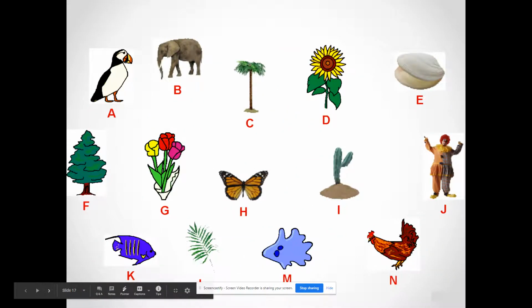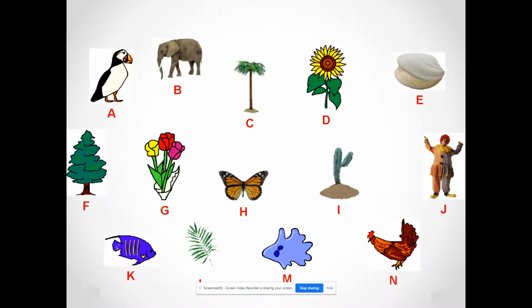Because we're moving into dichotomous key, where there's actually a way to organize and arrange organisms, or just sort anything in a particular order. If you just look at this random list right here, you have a penguin, elephant, a tree, might be a palm tree or something, sunflower, shell, clown, cactus, rooster, looks like a bacteria, butterfly, flower, a weed or something, fish, and tree.